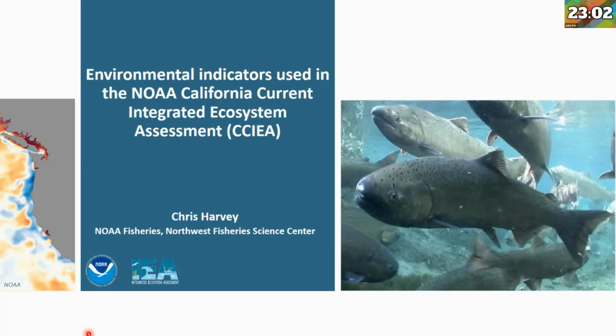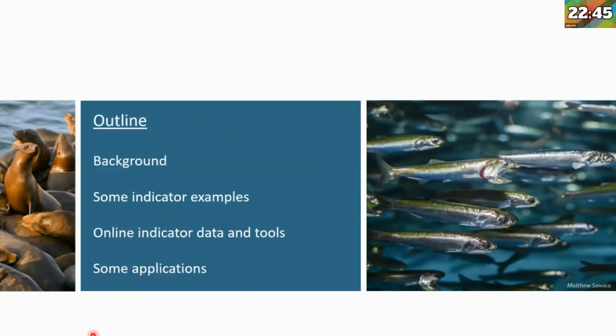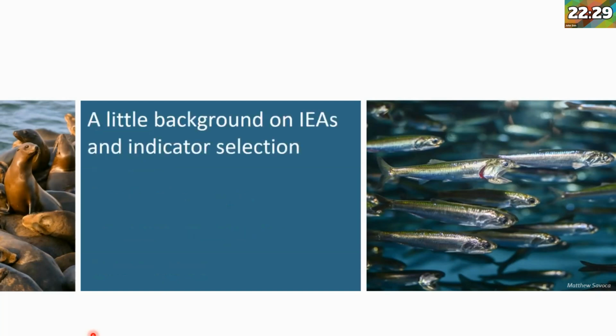So I'm going to talk through some of the environmental indicators that we use in the California Current Integrated Ecosystem Assessment, or CCIEA. I'll probably say that acronym a lot, and I apologize in advance for that. Just to anchor us a little bit here, I'll give you some background, then walk through some indicator examples that we use in our reporting each year. We'll look a little bit at our online indicator data and some of the tools we have there, and I'll talk a little bit about some applications of indicators as well that hopefully will be helpful context.